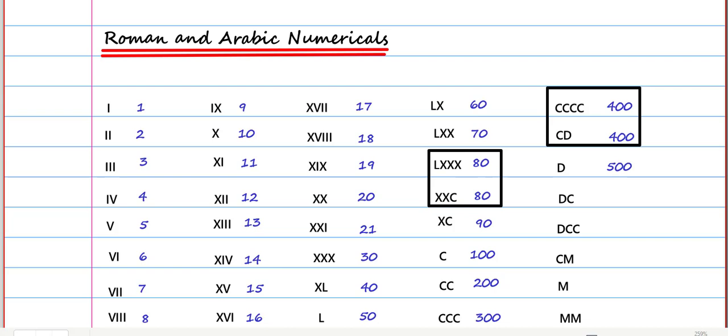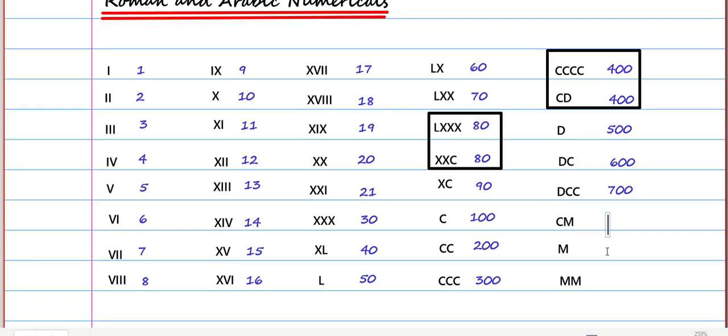Okay, let's move to the next one. DC. What is DC? C is coming after D, right? So we need to add. D is 500 and C is 100. That means this number represents 600. What is DCC? D is 500, C is 100, this C is 100. That means we need to add 500 plus 100 plus 100. That is 700.